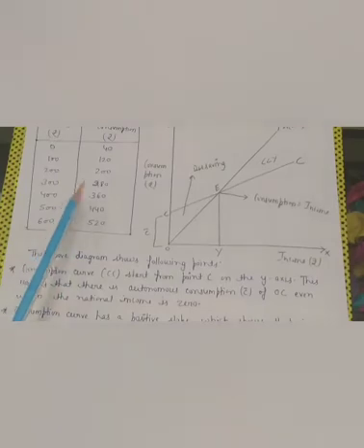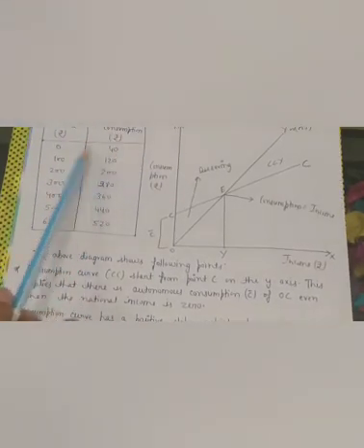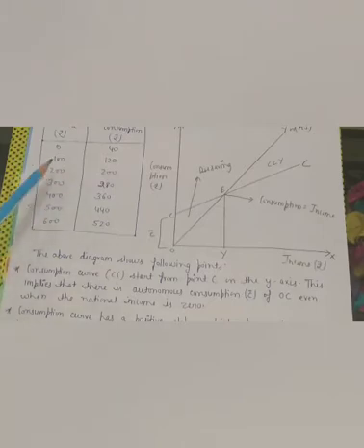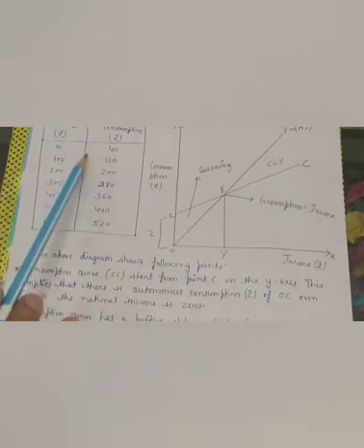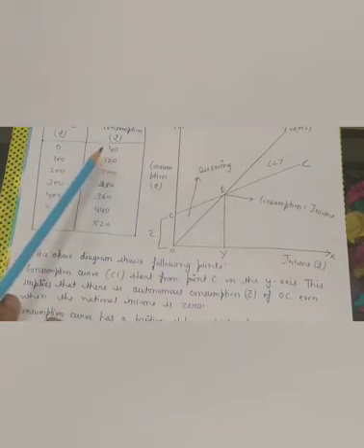See, this is the schedule. First of all, you will take income, then after you will take consumption. You will start value of income from 0, 100, 200, 300, 400, 500, 600. All of you are aware how you will take value of income. Then after, all of you are aware how you will take value of consumption.